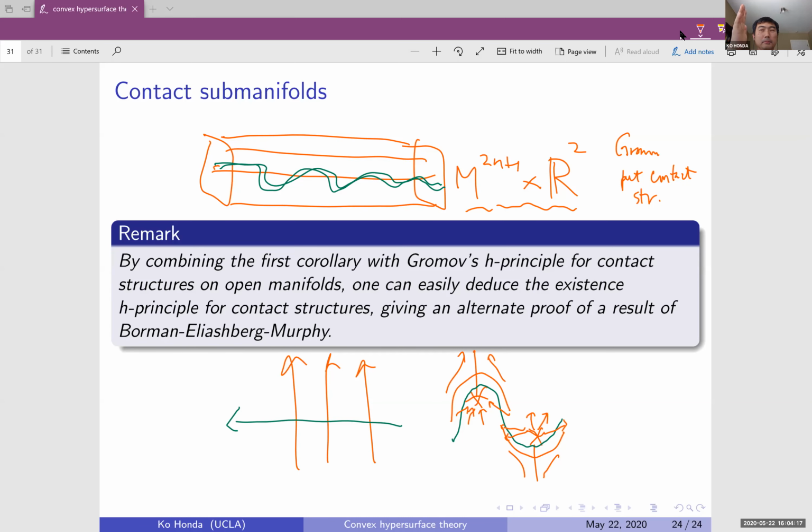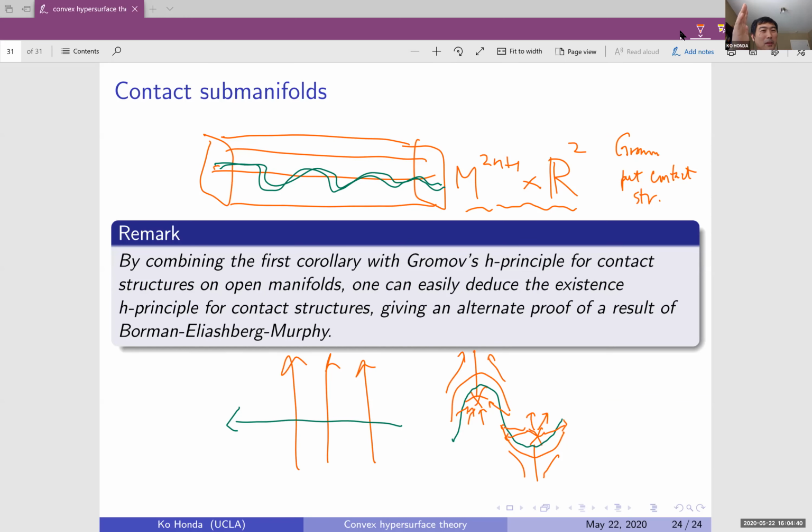And in general, it's hard to tell. In dimension three, there's a Giroux criterion for telling precisely when a hypersurface is over-twisted. In higher dimensions, there are some examples, but there's no systematic study of which ones are over-twisted and which ones are not.